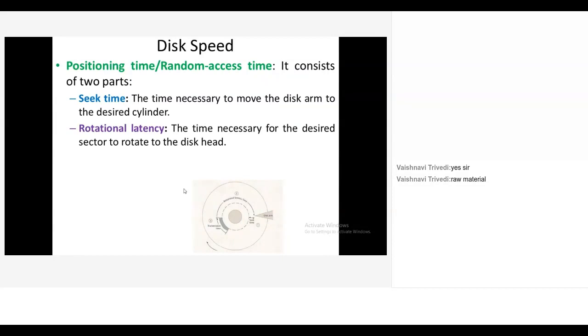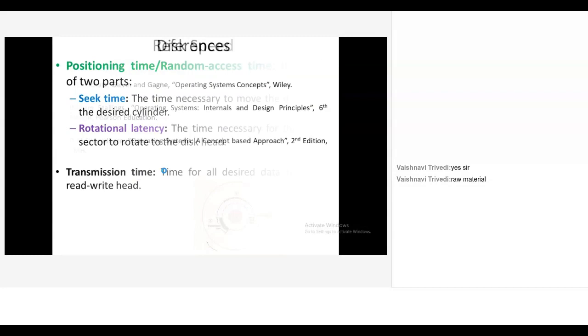Okay. So what is transmission time? Here you can see the transmission time: the time for all desired data to spin by the read-write head. The sector is from here to here, and the time taken to start is called rotational latency time, and the time for the whole data of this sector to be read by the disk arm is called transmission time. So these are the concepts.